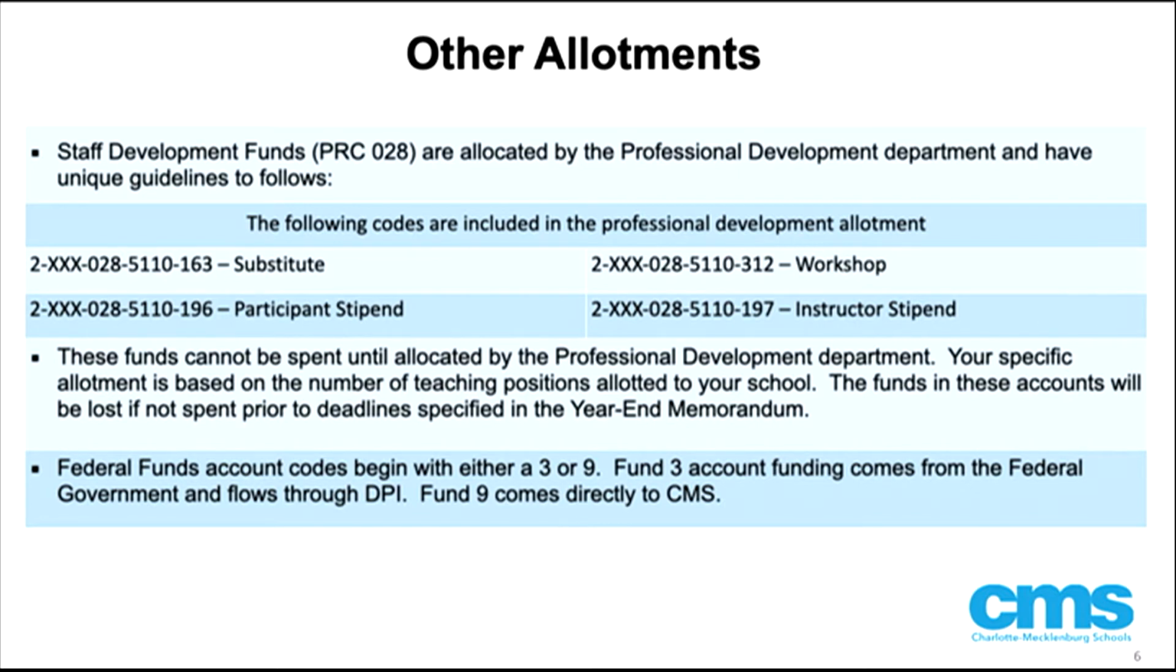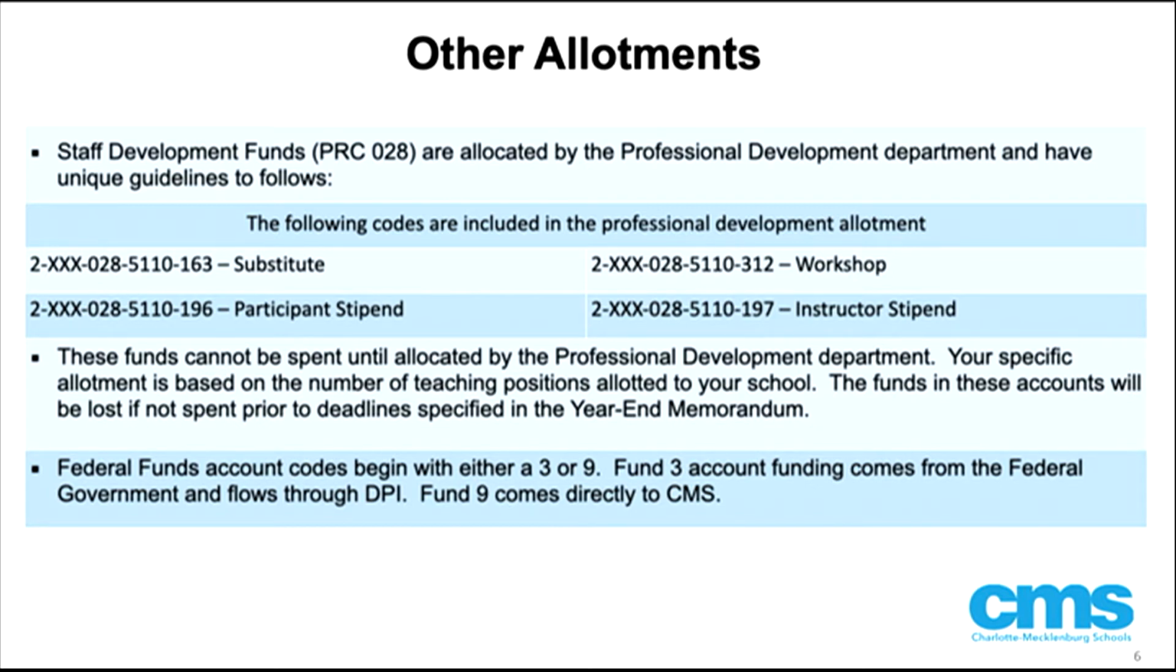Just remember, this is just a reminder. It's not the full training of the budget. In order for you to obtain that, contact us at any time and we'll gladly help you. These funds cannot be spent until allocated by the Professional Development Department. And then they're based on the number of teaching positions allotted to your school. These funds will be lost if they are not spent by the prior deadline that is always found on your year-end memo.